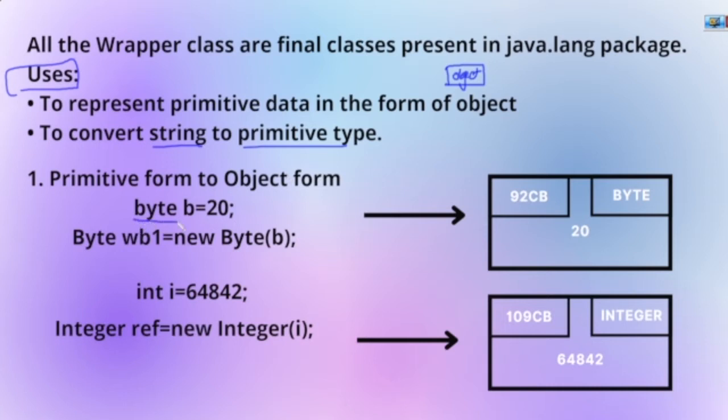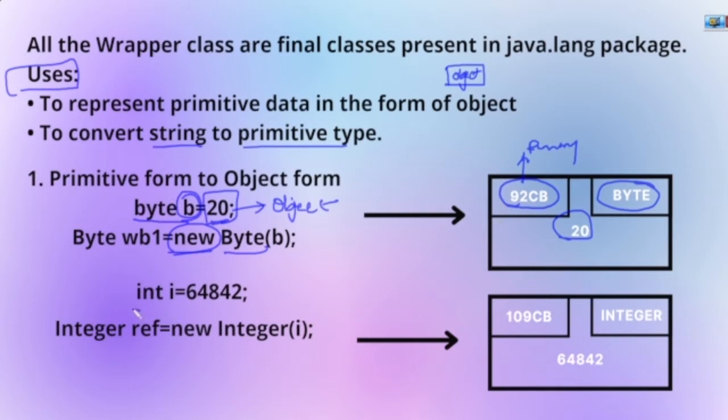Here you have byte b equals 20. For this byte, you need to convert this data type into an object. Always, when you create an object, we use the new keyword. So here it is Byte wb1 equals new Byte(b). We are putting this byte b inside the Byte class, creating a Byte object. Here you can see an object has been created. It has the class Byte. The reference number is 92CB. This is a dummy number, anything can be added over here. And this is the integer value. This will be allotted by the machine by itself.